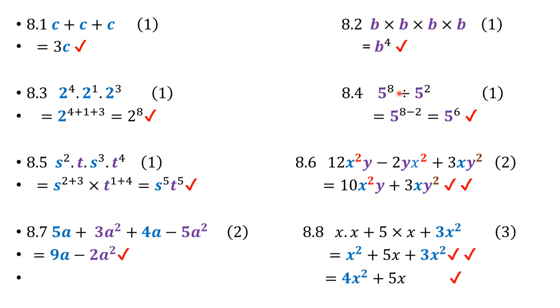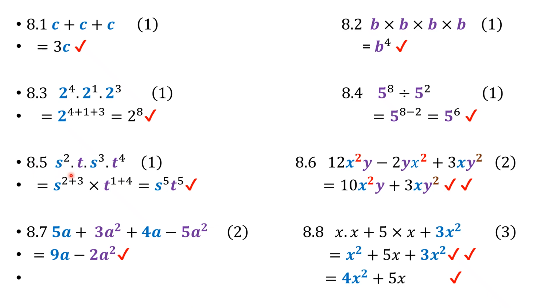8.4, we have 5 to the power 8 divided by 5 to the power 2. Again, there in purple you can see both bases are 5. So if my bases are the same and I divide, I subtract the exponents. So that becomes 5 to the power 8 minus 2, and 8 minus 2 gives me 6. So 5 to the power 6 is my answer for 1 mark.